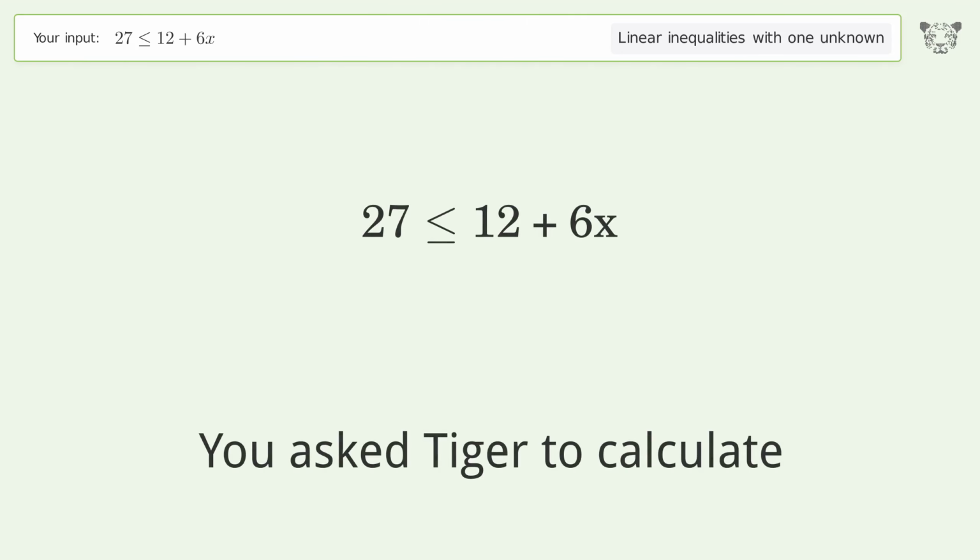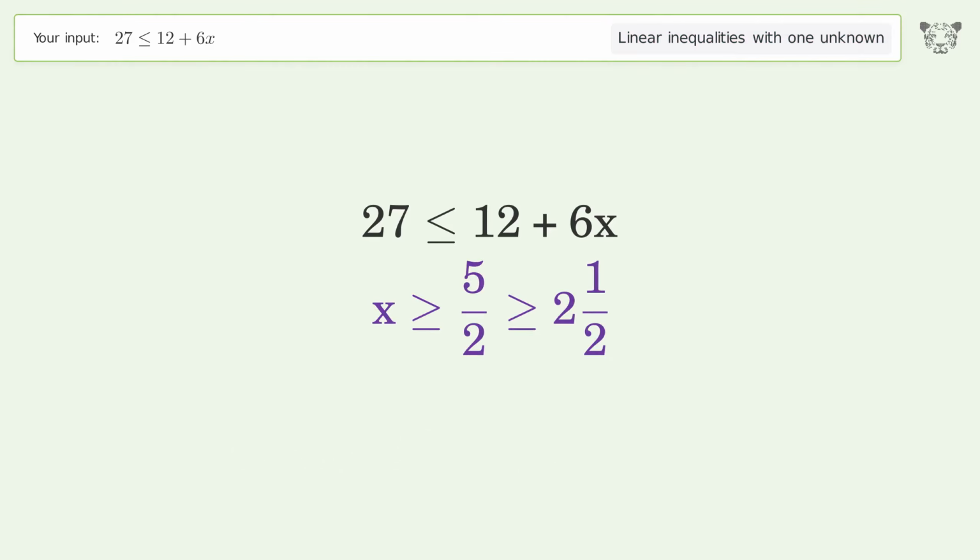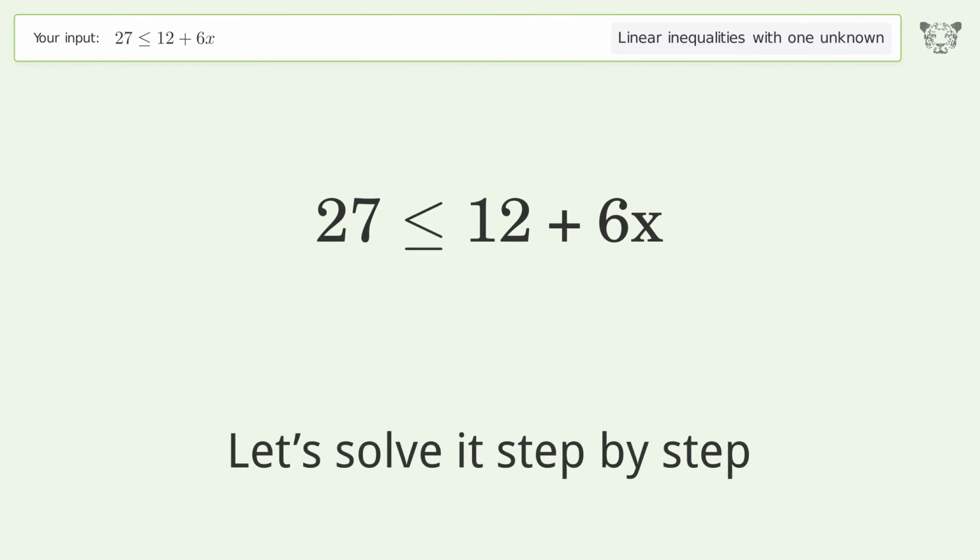You ask Tiger to calculate. This deals with linear inequalities with one unknown. The final result is x ≥ 5/2 ≥ 21/2. Let's solve it step by step.